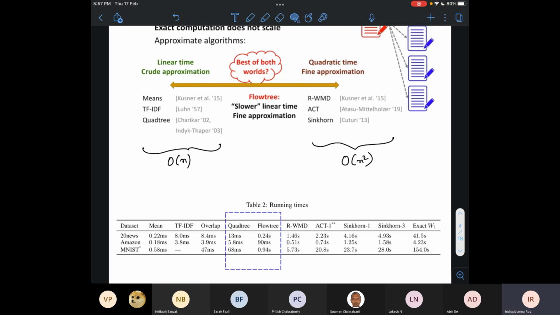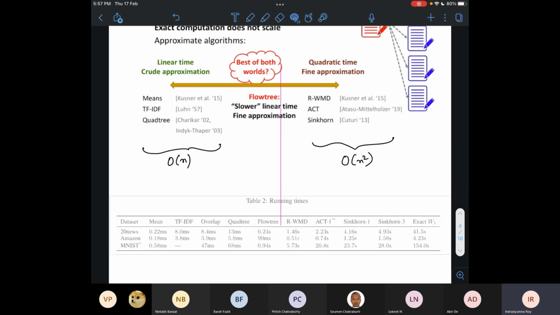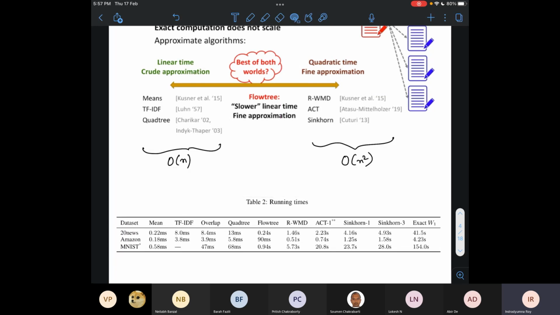We will discuss quadtree and flow tree today. These are our major discussions slated for today. As you can see, they fall somewhere in this range. All of these up to flow tree are linear time algorithms. You can see that there's a significant jump between flow tree and RWMD. So RWMD starts going into the n square computational space.